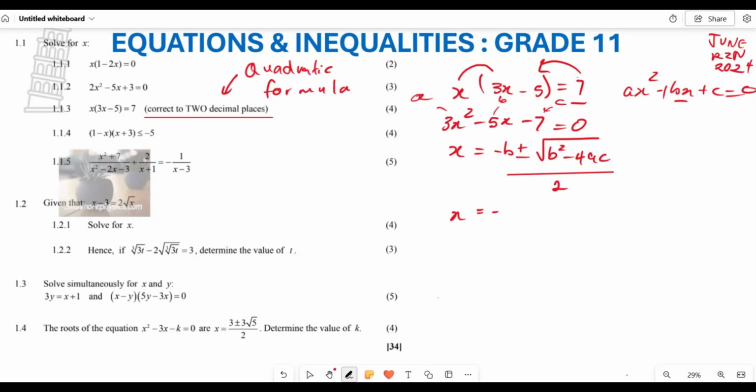So from here, this is going to be negative into negative 5 plus or minus the square root of, what is my b squared here? This is negative 5 squared, subtract 4. And then what is my a here? This is 3. And then what is my c? This is my negative 7. And then everything else here is going to be divided by 2 into 3, right? And then now we are just going to plug everything into our equation, right?